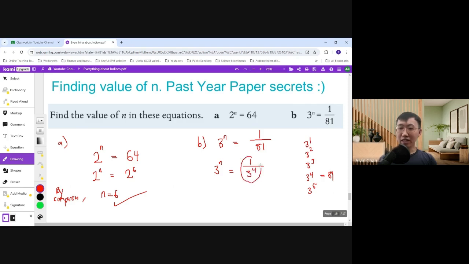Now, do you recognize that 1 over something can be transformed as a negative index? Have you recognized this already? So 3 to the power of n. Change it into a negative index. So basically, copy this as a negative power. And now you're going to use the same word, by comparison. Comparison, 3 and 3 exactly the same. Therefore, n is going to be negative 4.